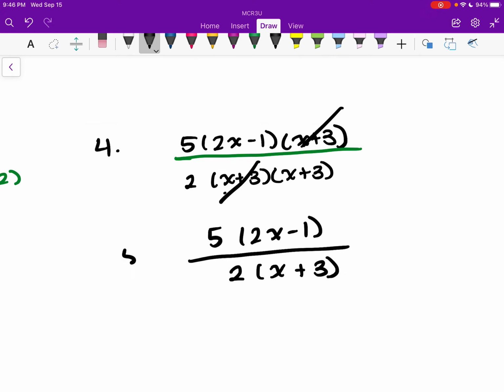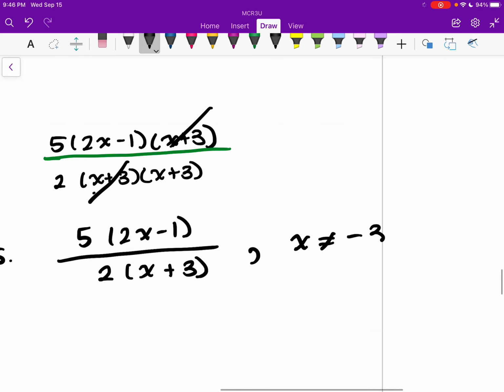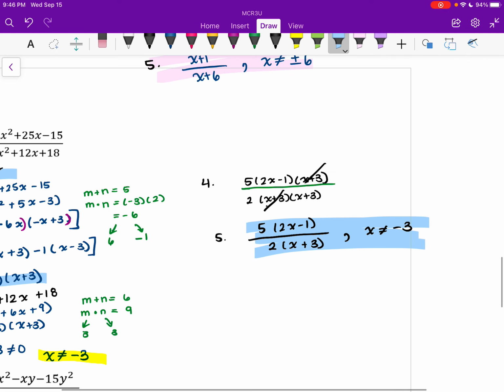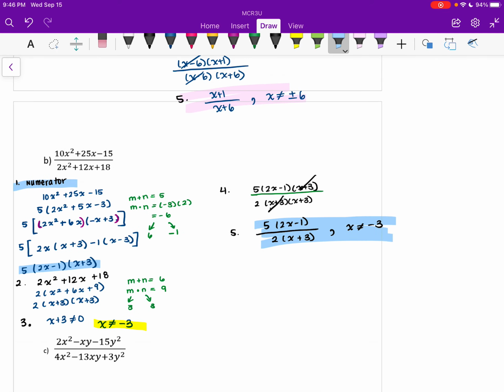And since I want to make my final statement, I'm going to write here, x cannot equal negative 3, because that's my restriction. And this is my final statement. Does that make sense? It's a little bit more work, a little bit more complicated, but that's fine, because that's the point, it gets more complicated as we go on.